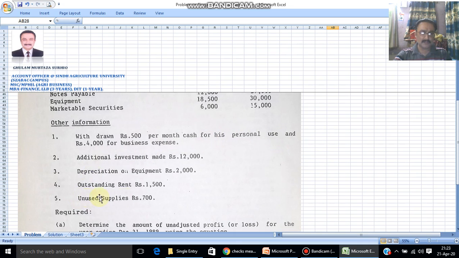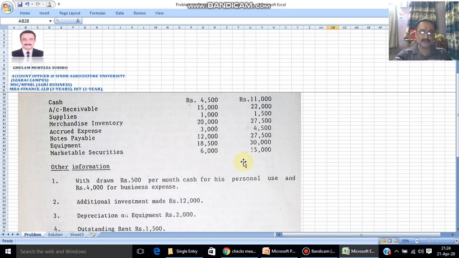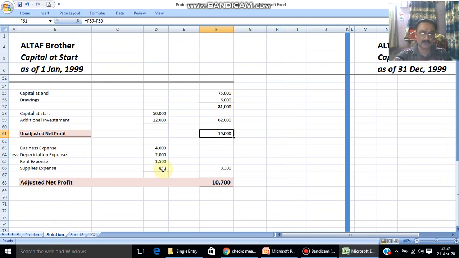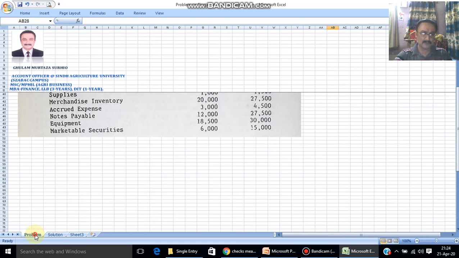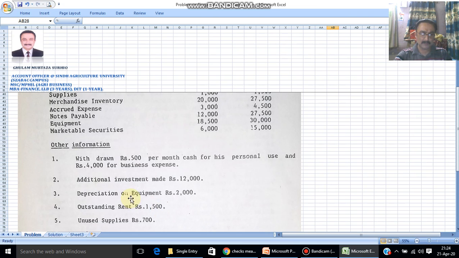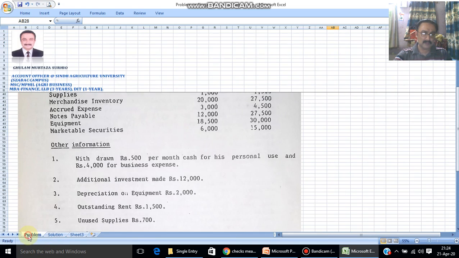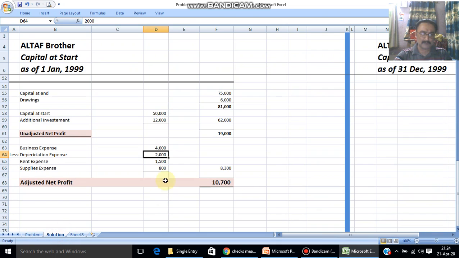Okay, and the other expenses were depreciation expense from equipment, outstanding rent expense 1,500, and unused supplies, which you will see over here, were 1,500. When we deduct 700 from 1,500, we will have 800. So come over here, 800 I have put over here, and rent expense I have put 1,500, that is mentioned over here, and depreciation expense 2,000 rupees I have put over here, and then I have put the 4,000 rupees as a business expense over here.